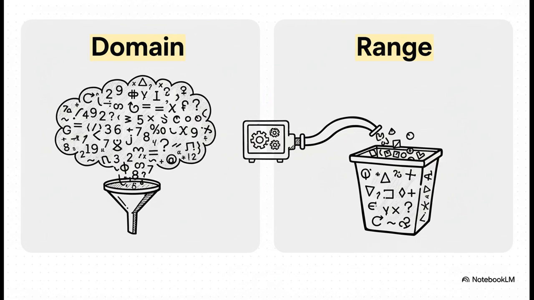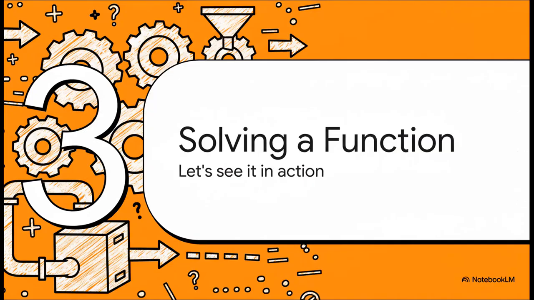Domain is your inputs, range is your outputs. That's it. Okay, enough theory. I think we get the idea. It's time to actually do something. Let's get our hands dirty and see our rule in action. We're going to take our function and solve a real problem.